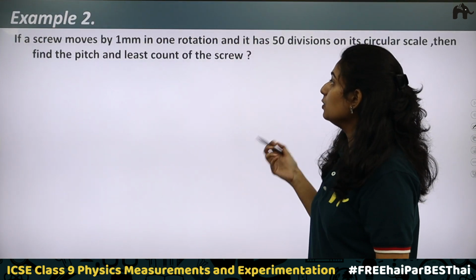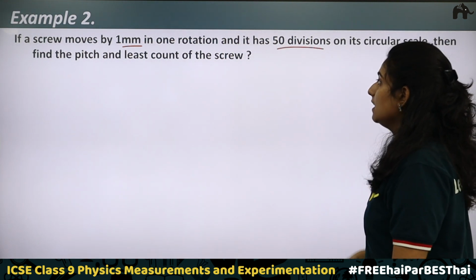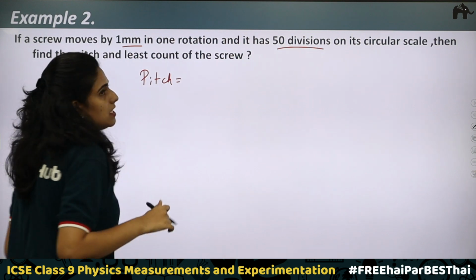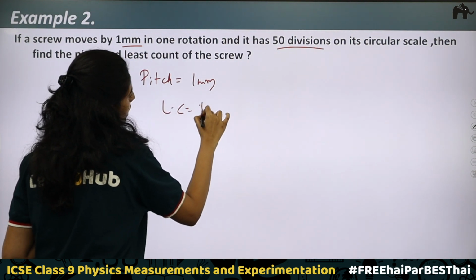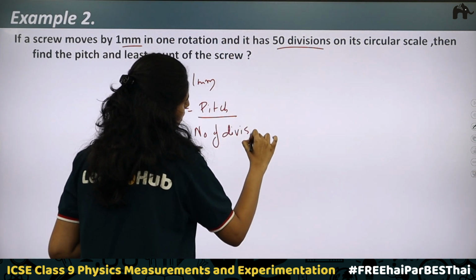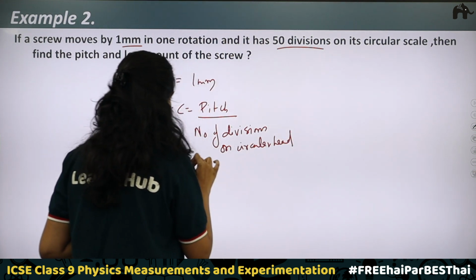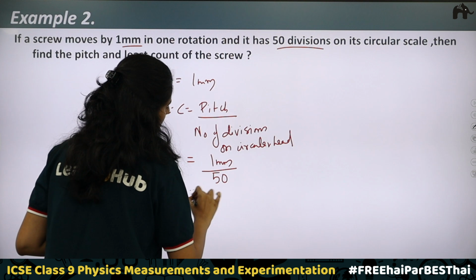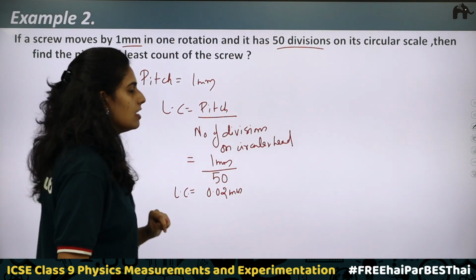Clear? Next example: if a screw moves by 1 millimeter in one rotation and it has 50 divisions on its circular scale, then find the pitch and least count of the screw. So here, first we have to find the pitch. What is pitch? Pitch is the distance moved by the screw in one rotation. It is directly given, which is 1 millimeter. Now least count is equal to pitch divided by number of divisions on the circular head or the head scale, which is equal to 1 millimeter divided by 50 divisions, which is 0.02 millimeters. So 0.02 millimeters is the least count in this case.